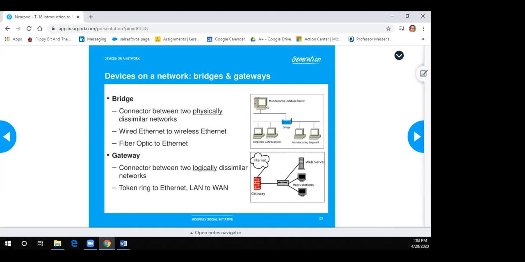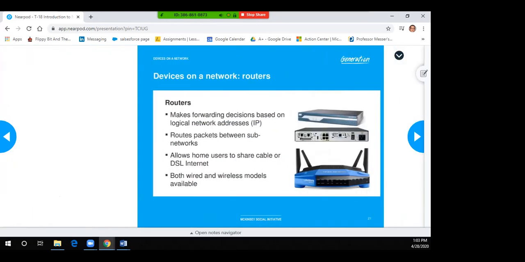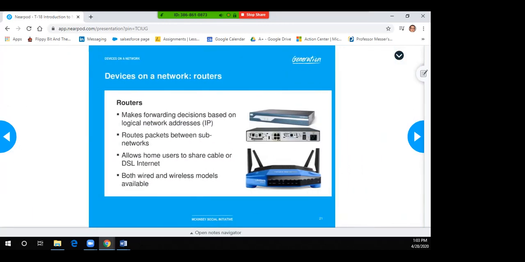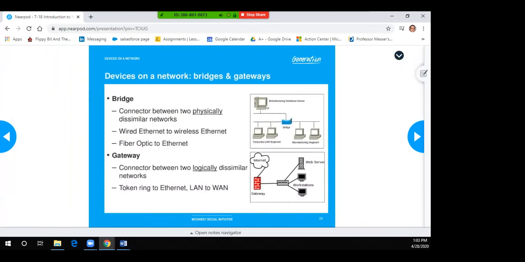Question. I have a question. Can you explain what logically dissimilar means? When you say logically dissimilar, like LAN to WAN, you see how the technology here is LAN to WAN, token ring to Ethernet. That would be a gateway.